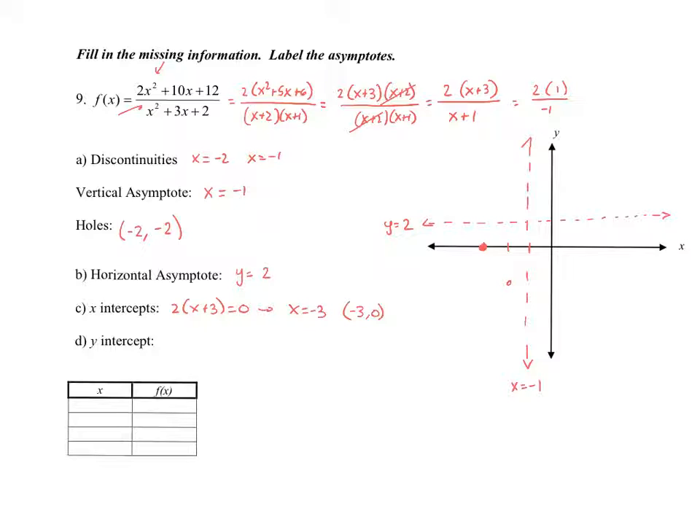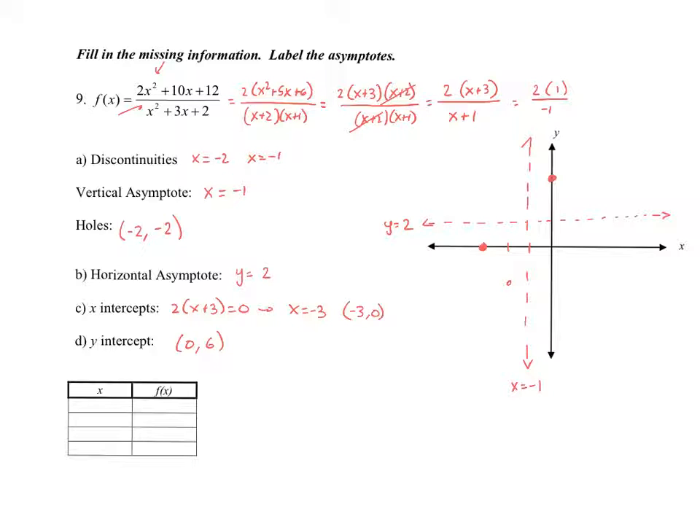Finally, for the y-intercept, I'm going to plug in 0 for x and solve. It doesn't matter if you do that in the simplified form or the original form. Either way, you'll find that when you plug in 0 for x and solve for y, the y-intercept is at 0 comma 6. So we'll go ahead and plot that there.